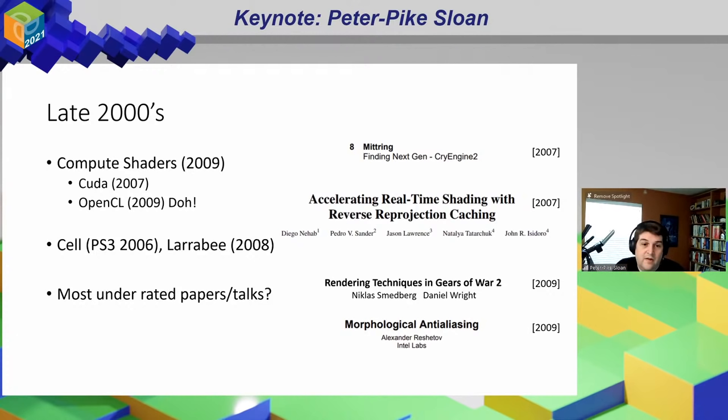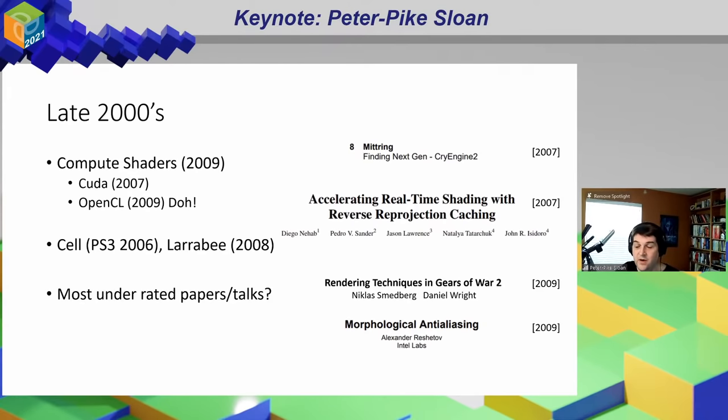The second is a paper at Graphics Hardware in 2007, reverse reprojection caching, which is essentially using temporal information from the previous frame. And again, Bruce Walter and others had done ideas like this, but not on GPUs earlier. This is a paper that I distinctly remember at the time thinking, this is a crazy idea. This would never work. Why would anyone want to do this? And I was wrong.